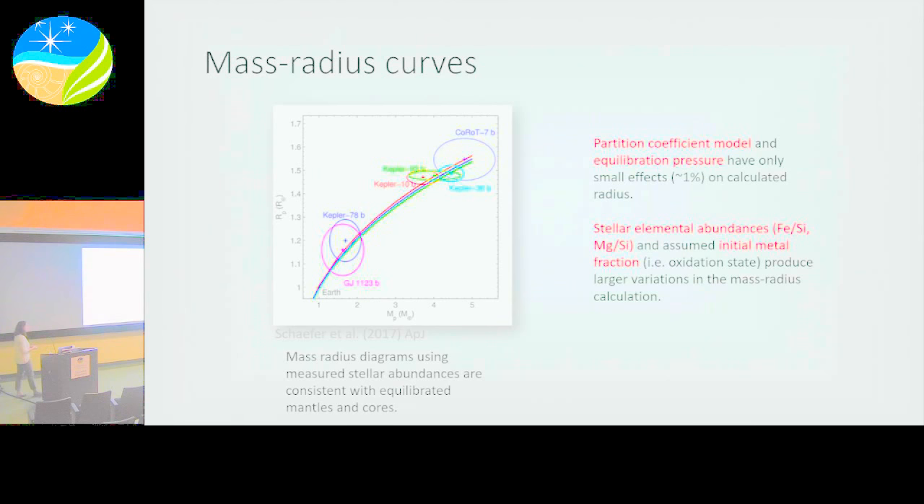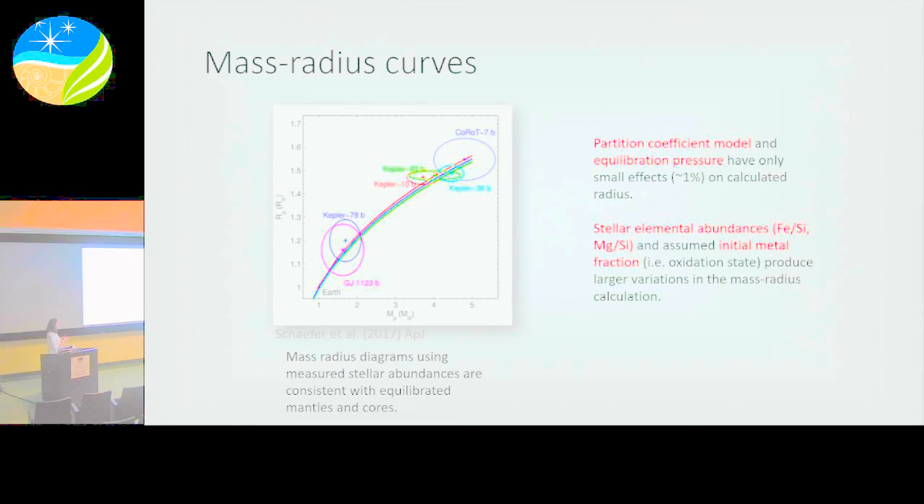The more important parameters end up being the bulk composition, actually, in both stellar elemental abundances for iron and silicon and magnesium, as well as the overall oxygen abundance. So in this figure, I'm showing three different curves, red, blue, and green. You might not be able to see the green at the back of the room. But those are for the stellar abundances of CoRoT-7b, Kepler-93b, and Kepler-10b. So you can see there is a slight difference between them at this higher planetary mass range. So the higher the planet mass you go up to, the bigger a difference this stellar composition is going to make. But for Earth-like planets, the stellar composition really doesn't have a very strong effect on the calculated mass and radius. And these are all assuming the same initial metal fraction.